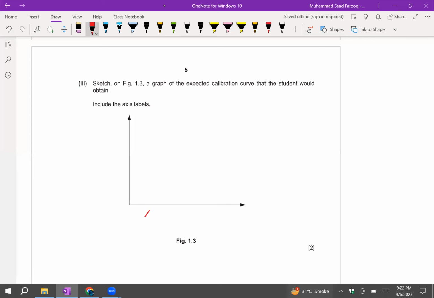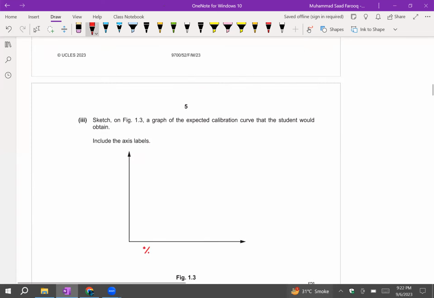Sir, I didn't understand the dilution part. Didn't understand the dilution part?